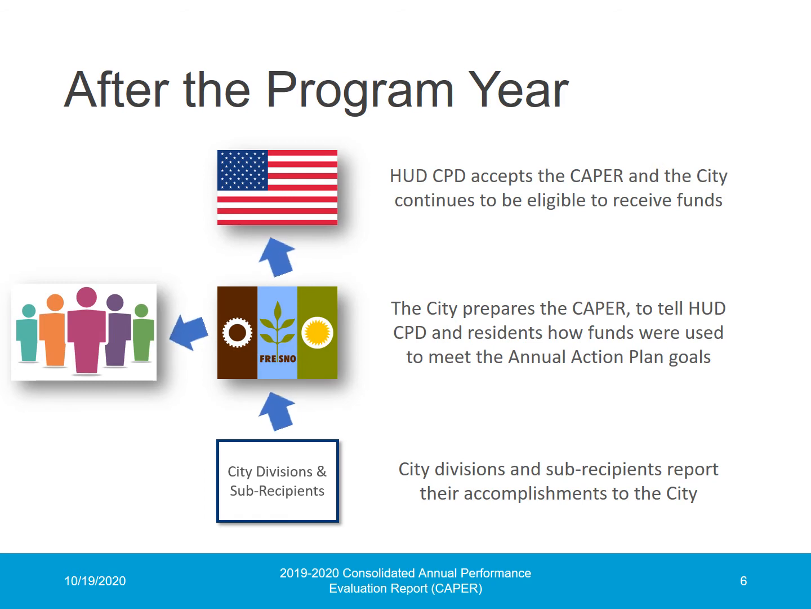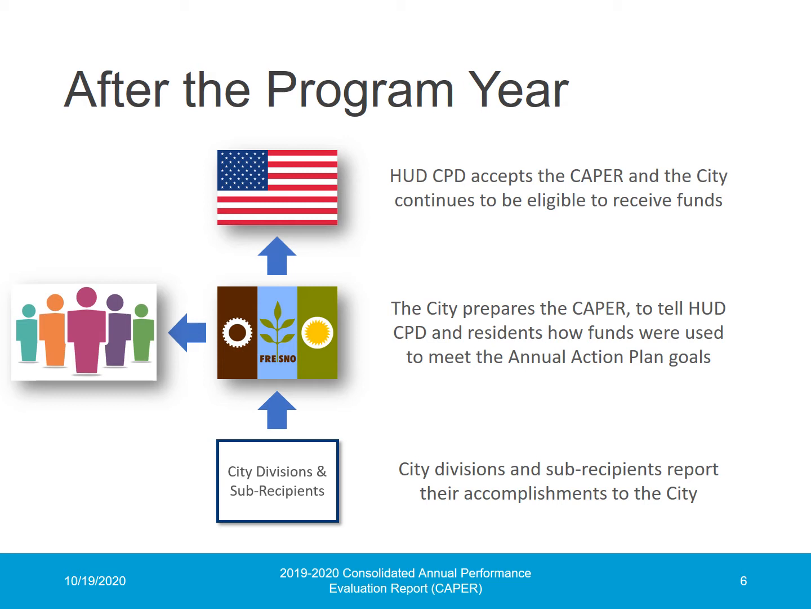Throughout the program year, and especially at the end of the program year, the city divisions and nonprofit subrecipients who received funding report how they spent their HUD CPD funds, along with the accomplishments to the city. The city then collects all of the information into a single performance report called the CAPER. The City Council approves the CAPER after the public has been invited to comment on it.